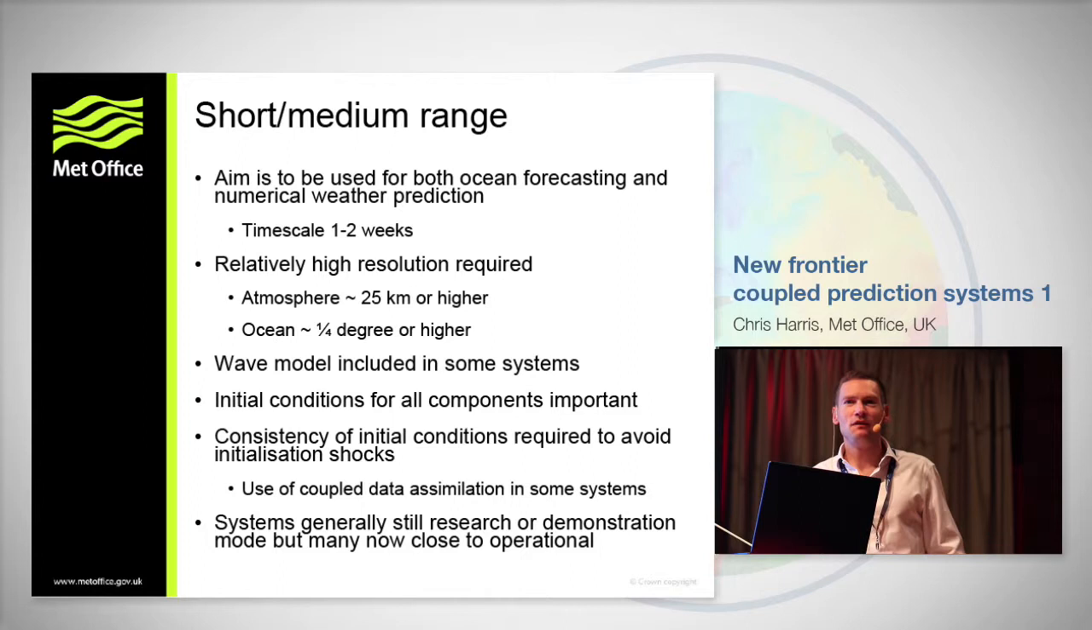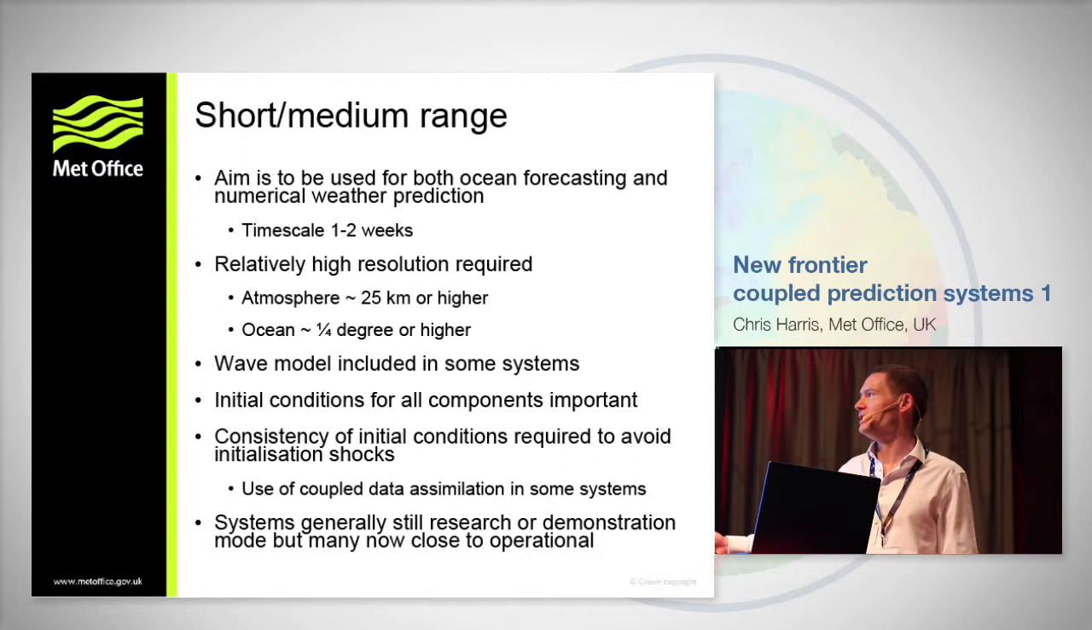And if you are intending to use this system for numerical weather prediction, you obviously need quite a high resolution atmosphere, ideally. So probably at least 25 kilometers. Most of the operational numerical weather prediction systems are now getting towards 10 kilometers. So that's a minimum, probably. And in the ocean, at least 1/4 degree, but obviously we've seen a lot this week about going to 1/12 degree for state-of-the-art systems. Some systems have a wave model, and there was a question about that at the end yesterday, and I think that's an important thing to include, although it's perhaps been less high priority in developments in some centres.